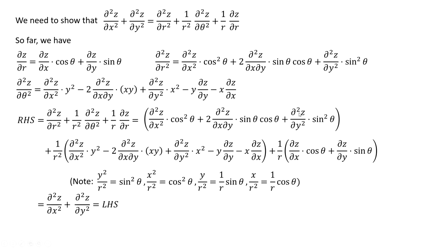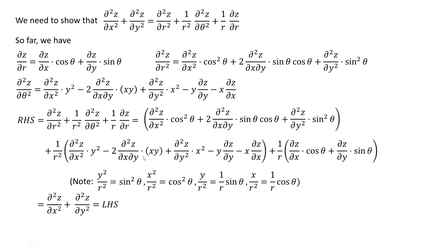Now, second partial z with respect to y sine square theta and second partial z with respect to y, x square over r square is cosine square theta. So again, we get second partial z with respect to y. But what about all the other terms, man? Yeah, let's look at them. 2 times second partial z with respect to y sine theta cosine theta. And here we have, if we look at xy over r square, then that is 1 over r square sine theta cosine theta.